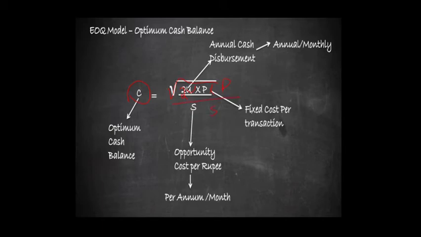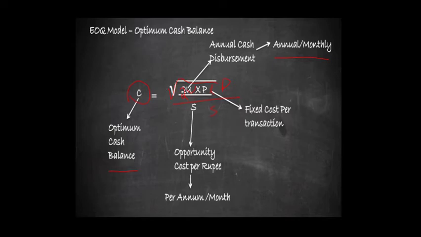Here C stands for optimum cash balance, whereas U stands for annual cash disbursement, which can be either annual or monthly. P stands for fixed cost per transaction, and S stands for opportunity cost per rupee, which may be per annum or per month.